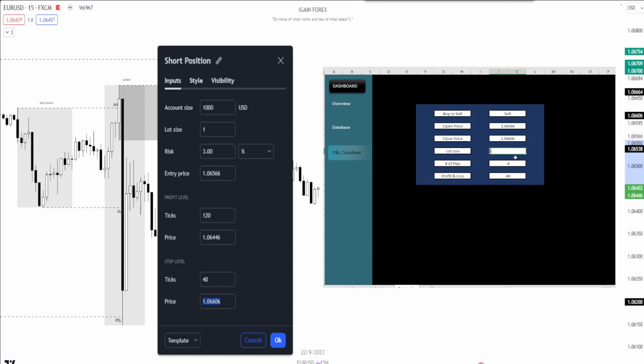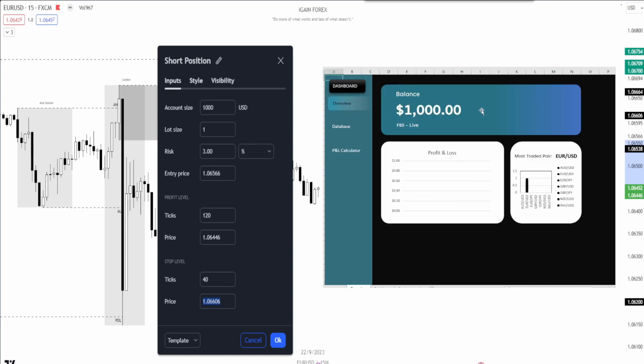So we will be reducing this to 0.1, for example. So we are only risking $0.4. But I said 1% of $1,000 is $10, so we can go to a higher lot. Let's say 0.5, so that's $20. Let's say 0.25. So there you go, we can calculate our profit and loss. So that's how I do my position sizing.